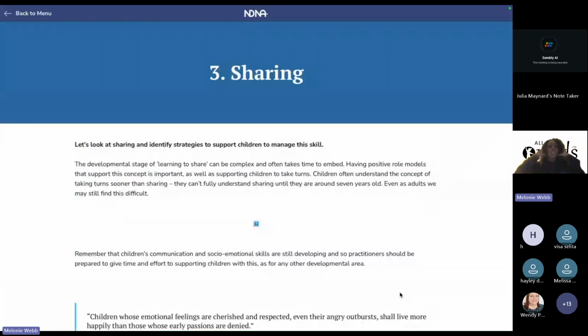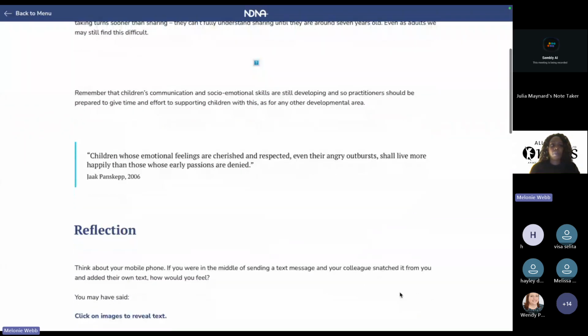So let's look at sharing and identifying strategies to support children to manage this skill. The developmental stage of learning to share can be complex and often takes time to embed. Having positive role models that support this concept is important, as well as supporting children to take turns. Children often understand the concept of taking turns sooner than sharing. They can't fully understand sharing until they're around 7 years old. Even as adults, we may still find this difficult. I think we spoke about this last time as well.